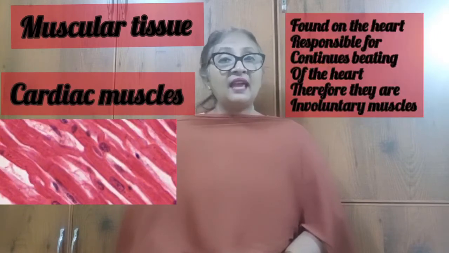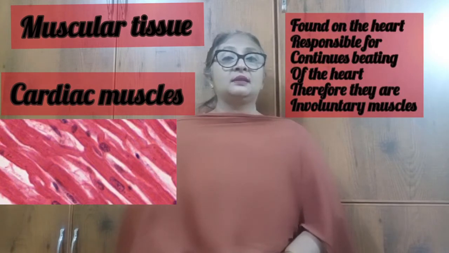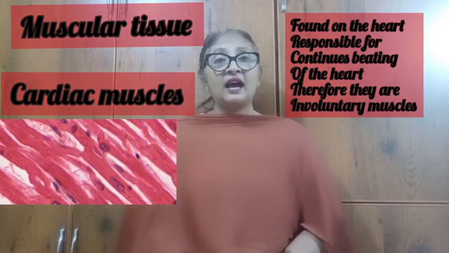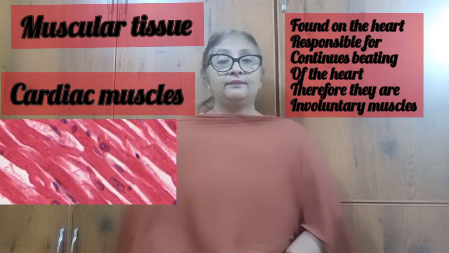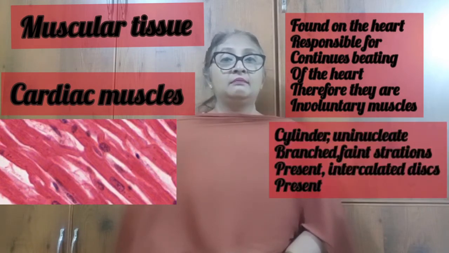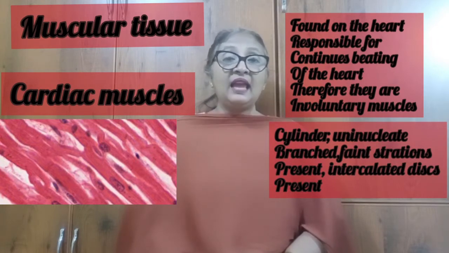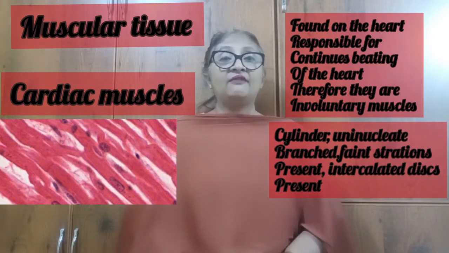Next is the cardiac muscles. The cardiac muscles are found in the heart and they are responsible for the continuous beating of the heart. Therefore, they are involuntary muscles. They are cylindrical, branched, uninucleate, but they have faint striations. Not only this, they have intercalated disc. With that, we have finished the discussion of muscular tissue.